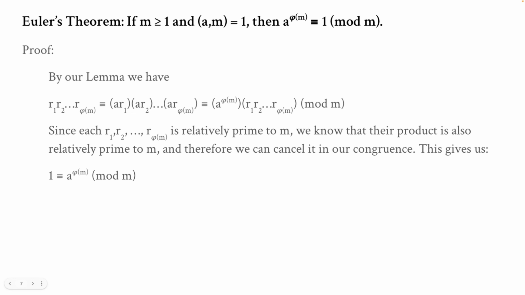Well, we can factor out phi of m a's and then rewrite this as a to the phi of m times the product of our r's. In addition, since each r is relatively prime to m, their product is also relatively prime to m, so we can cancel the r's on both sides of the congruence, and then we'll end up with Euler's theorem: 1 is congruent to a to the phi of m mod m.